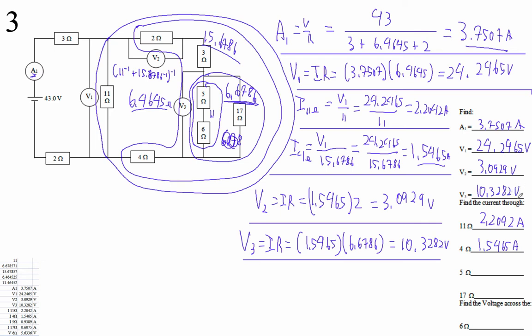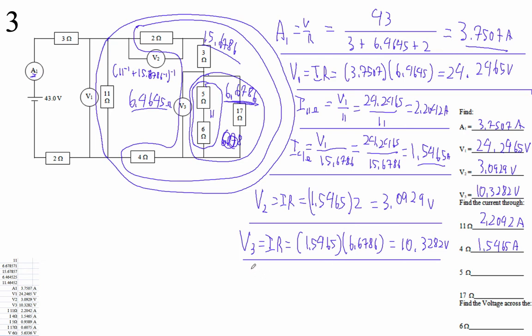10.3282 volts. Okay. So now we can get into these guys. We can get all of this stuff, right? Because the 5 is down in this circuit. The 17 is in there, right? The voltage across the 6 ohm, right? We can do all these things. All right, so let's see.